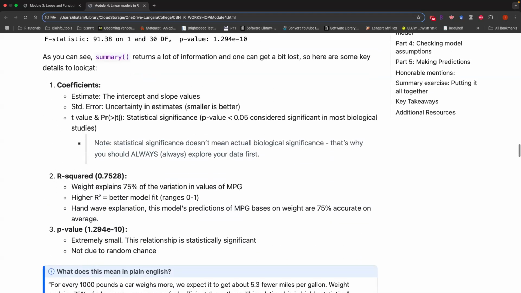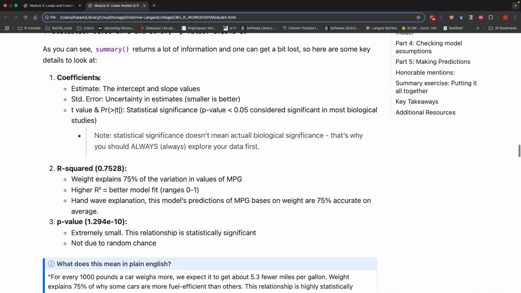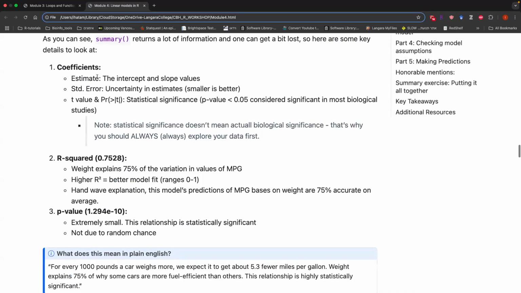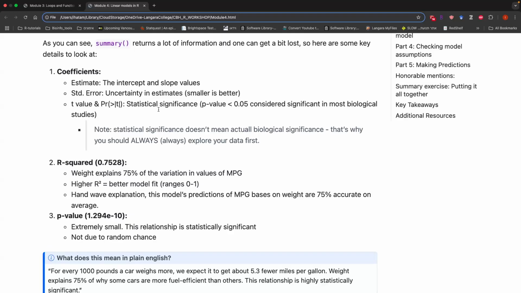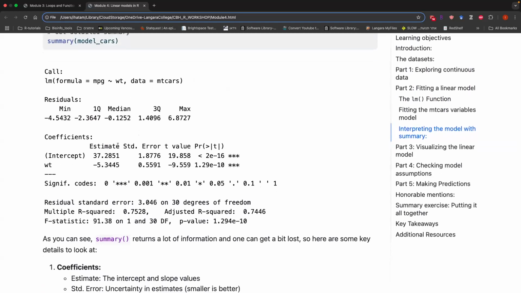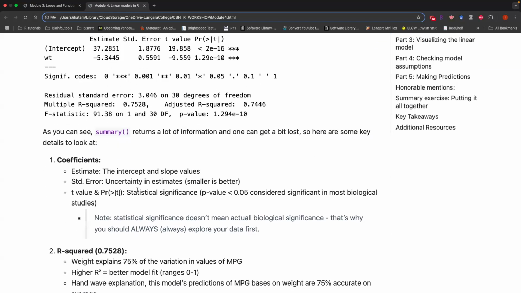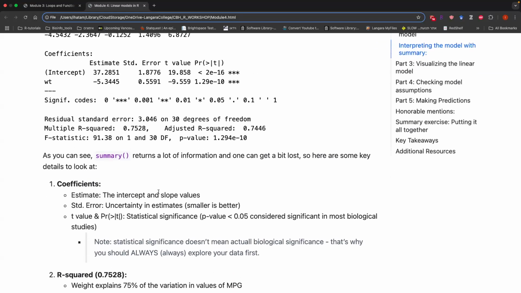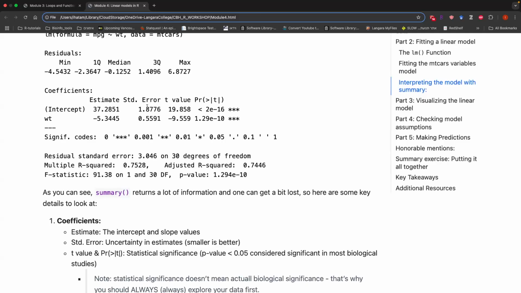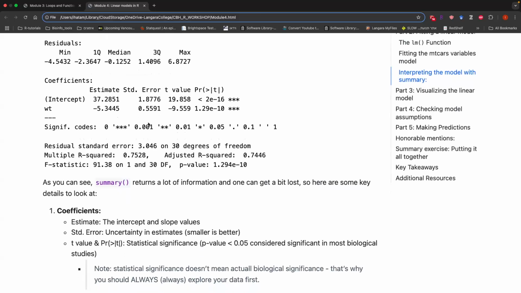Okay, so let's try and figure out what the key things to look at are. First, we need to look at our coefficients. We have the estimate, which is the intercept and slope value. Then the standard error, the uncertainty in estimation: the smaller, the better. So we have our error here.